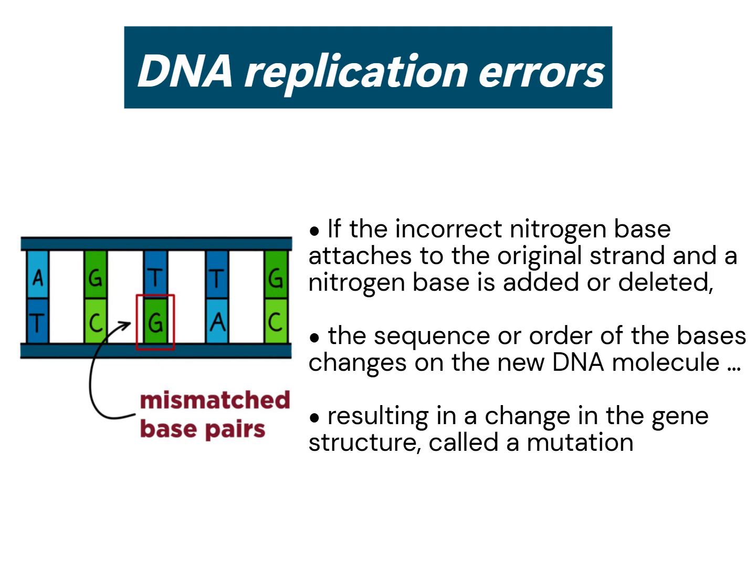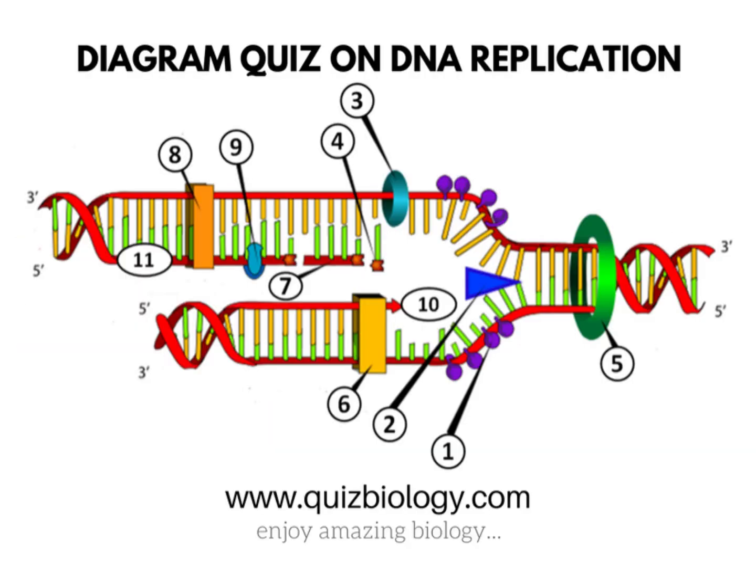Now here is a quick quiz on the diagram of DNA replication. Remember, I said it occurs in five different steps. I would like you to try to identify all numbers here, and then we can review it afterwards.